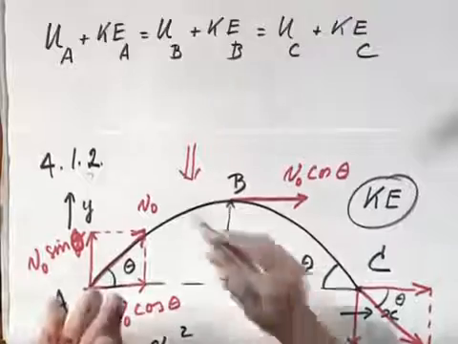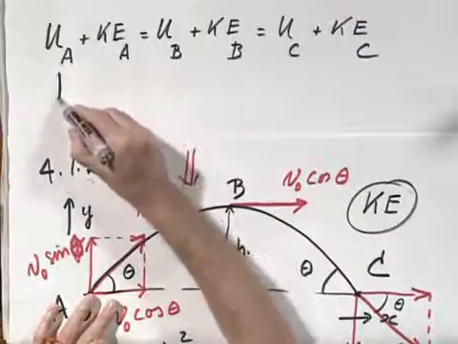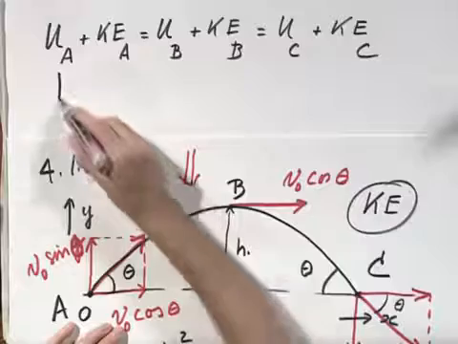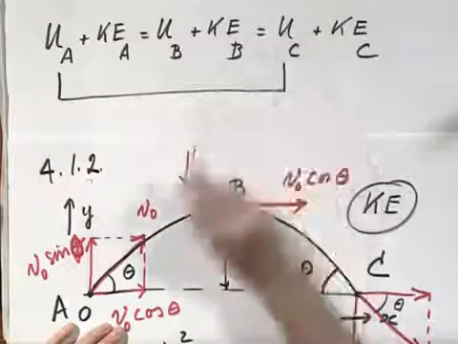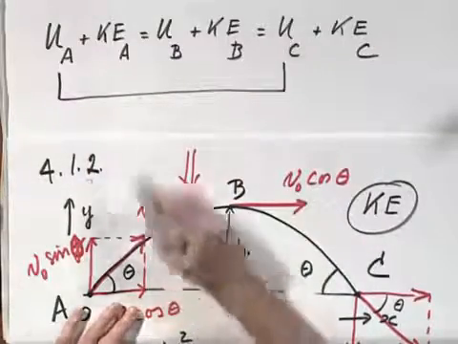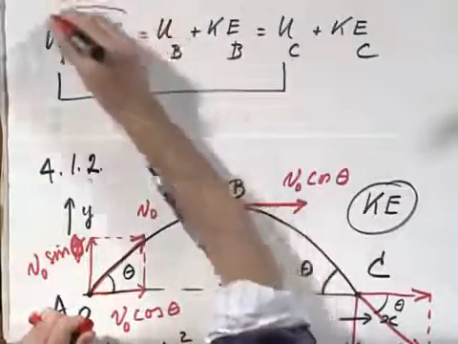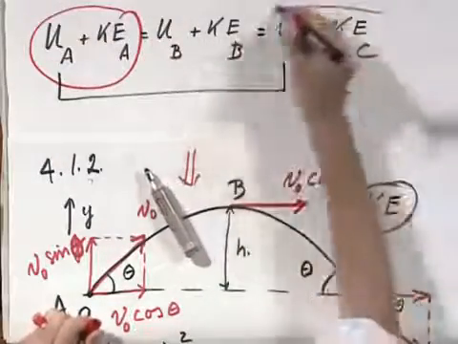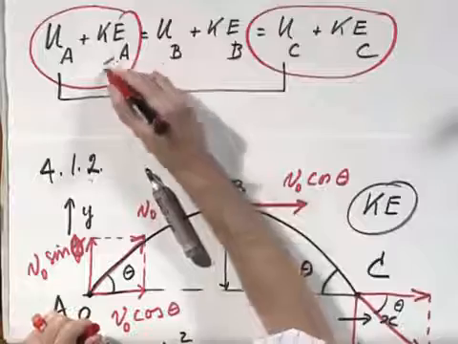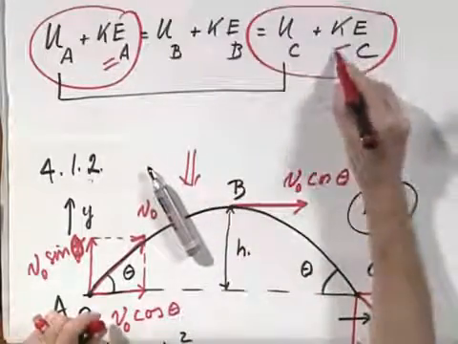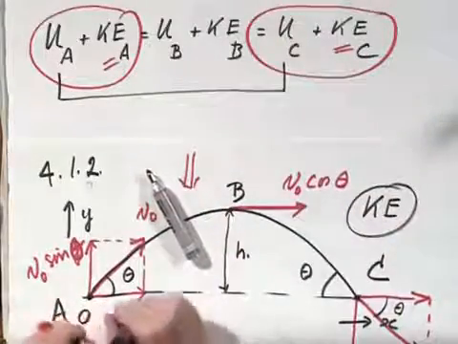Well, it's immediately obvious that UA is the same as UC because they are at the same level. And so if you take this part of the equation equal this part of the equation, you indeed see immediately that the kinetic energy at point A is the same as the kinetic energy at point C.